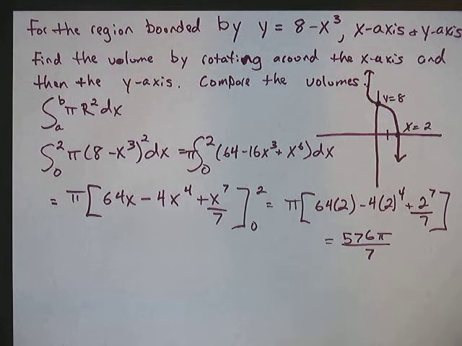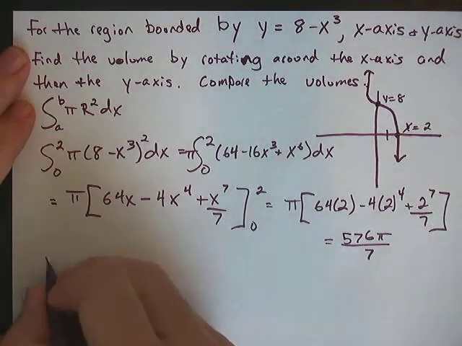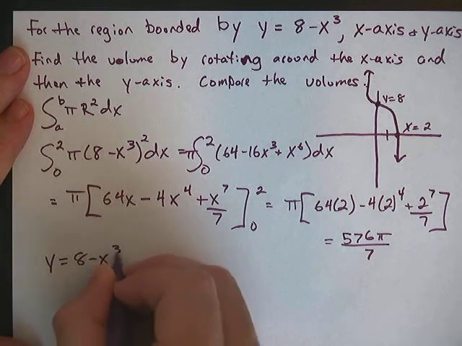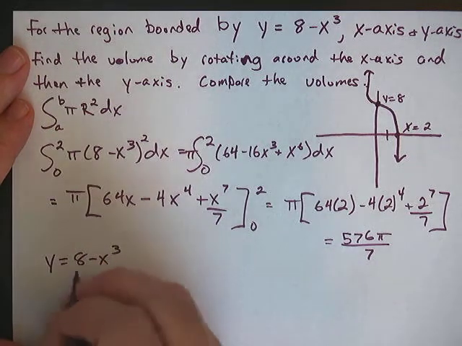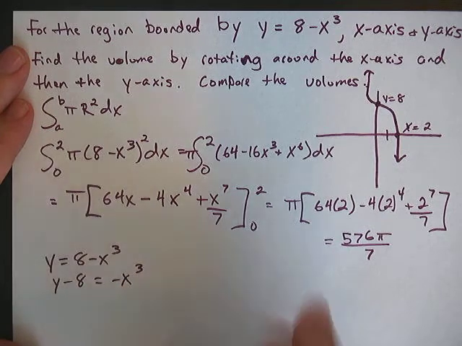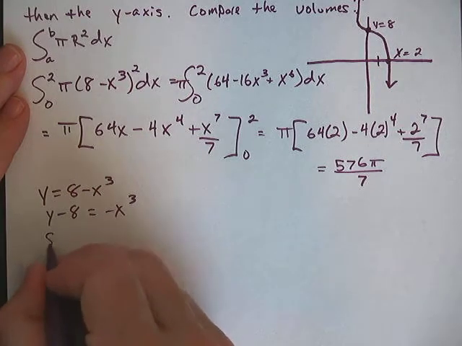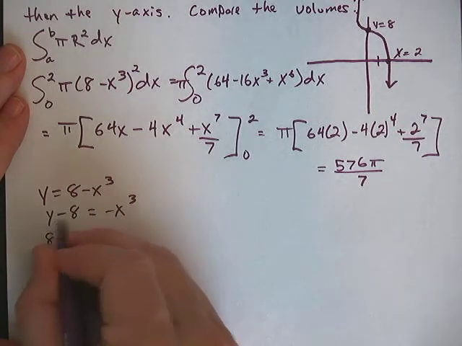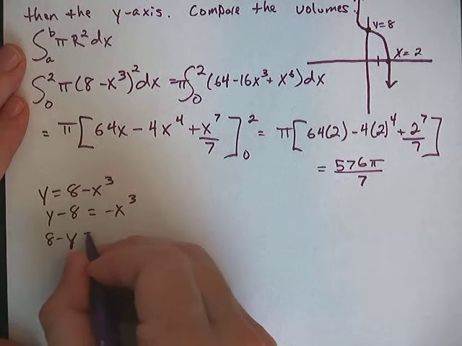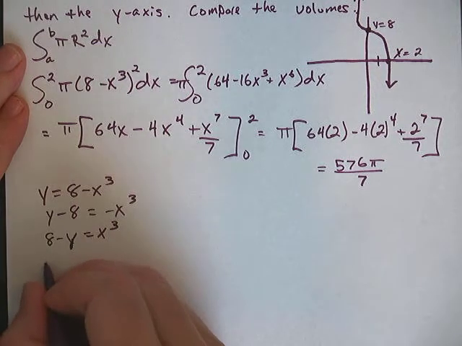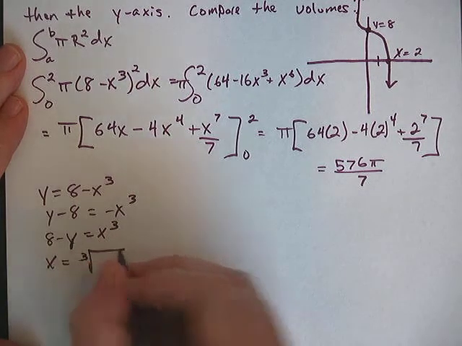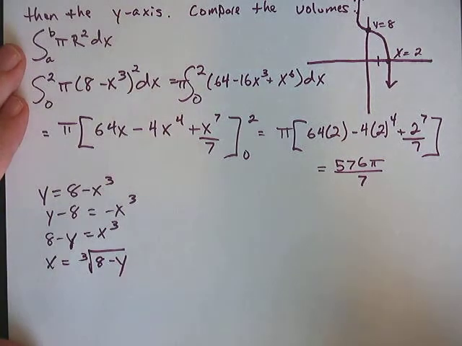So around the y-axis, the first thing we're going to need to do is solve this function y equals 8 minus x cubed for x. So we need to move the 8 over, so y minus 8 equals negative x cubed. We can divide by the negative. That would give us 8 minus y, because we're dividing by a negative, it changes the sign over here. 8 minus y is equal to x cubed. And then we get that x is equal to the cube root of 8 minus y. Okay, that's the function that we're looking at.